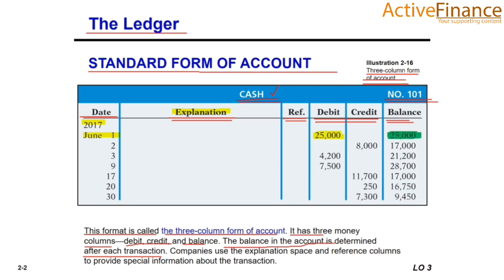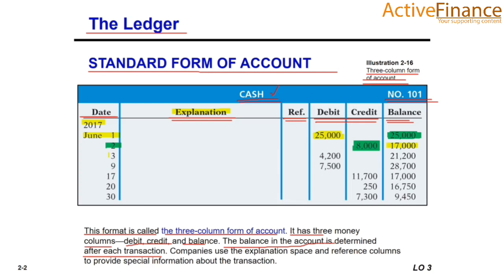Now when we record an entry, or when our cash decreases, it is recorded on the credit side. So on 2nd June we have made a transaction in which the cash decreases by 8,000. So we will record 8,000 on the credit side. When we record on the credit side, we will subtract the credit amount from the debit amount. When we subtract 8,000 from 25,000, it will become 17,000.